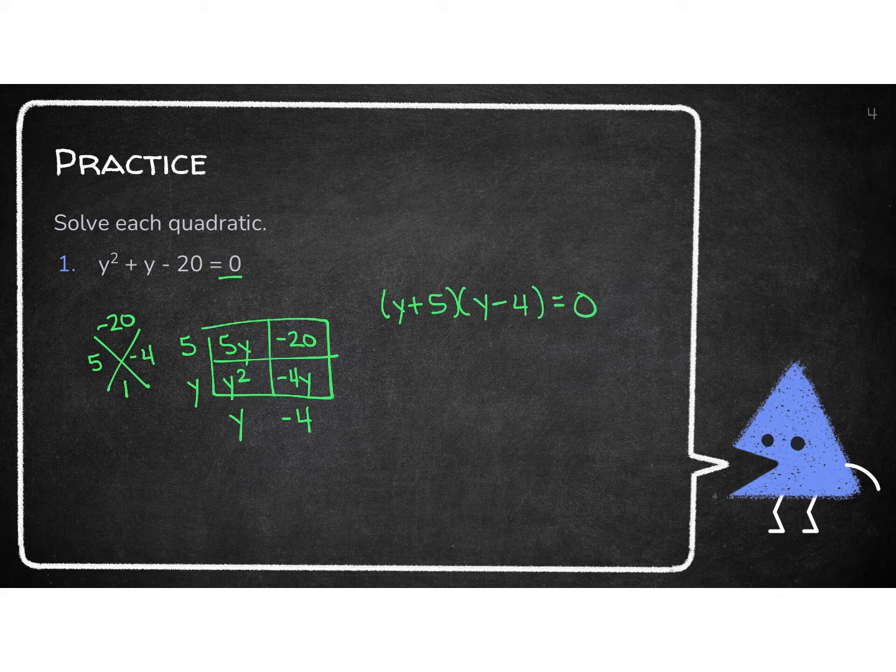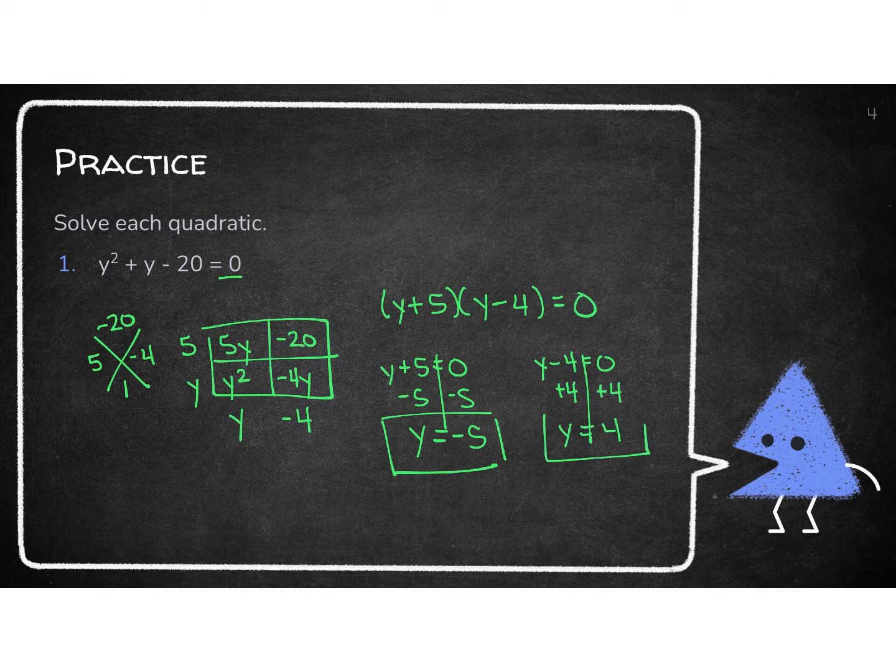So just like if you were trying to find your EVs, you're going to take this first thing, y plus 5, set it equal to 0, and solve for y. So I'd subtract 5, so y would equal negative 5. That is going to be one of my answers. I'm going to do the same thing with the second parenthesis, y minus 4 equals 0. Add 4 to both sides, so y would equal 4.